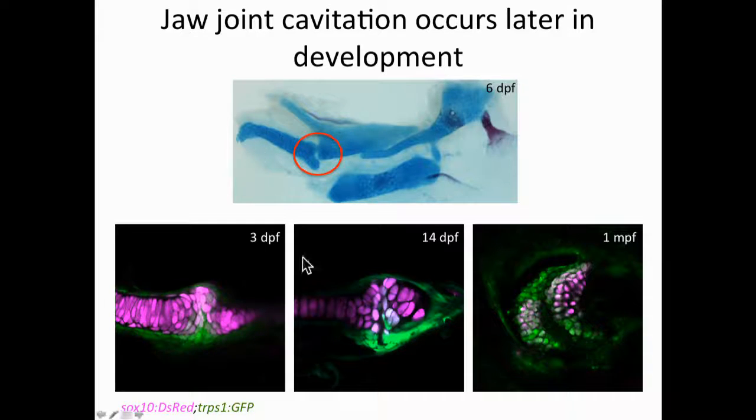much later in development. So here I'm using live staining with Sox10:DsRed to mark developing cartilage and Trps1:GFP to mark developing joint cells. And you can see the joint starting to develop around 3 days post-fertilization, but we only start to see a partial cavity forming around 14 days post-fertilization, and this cavity is further elaborated and is completely open by 1 month post-fertilization. And this is exciting because the whole process of synovial joint cavitation is really poorly understood and hard to study in mammalian systems. So we're hoping that the zebrafish will be a great new tool to understand this cavitation process.